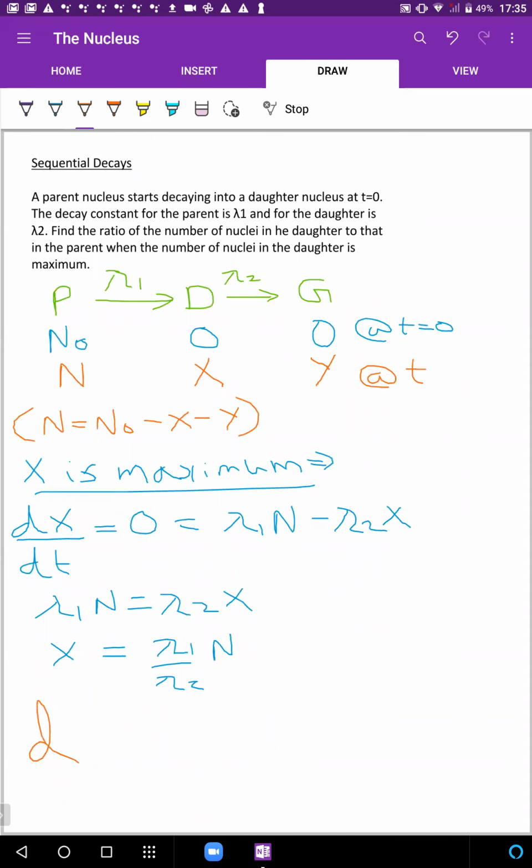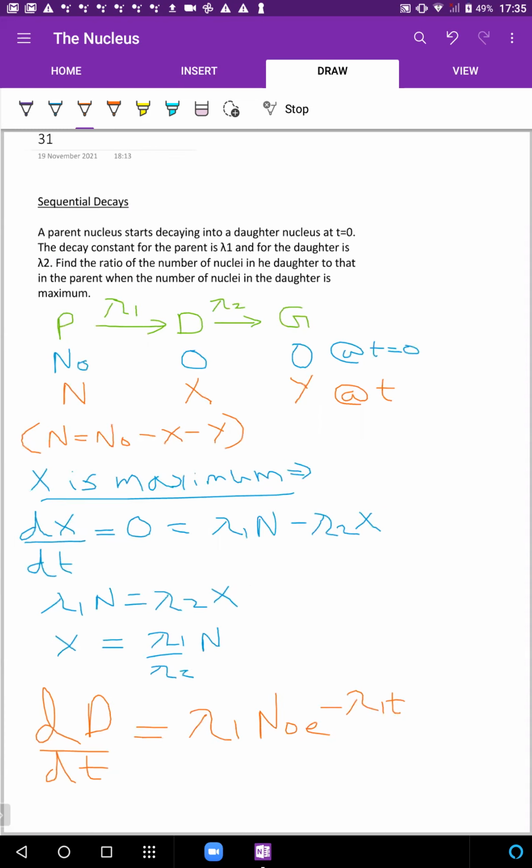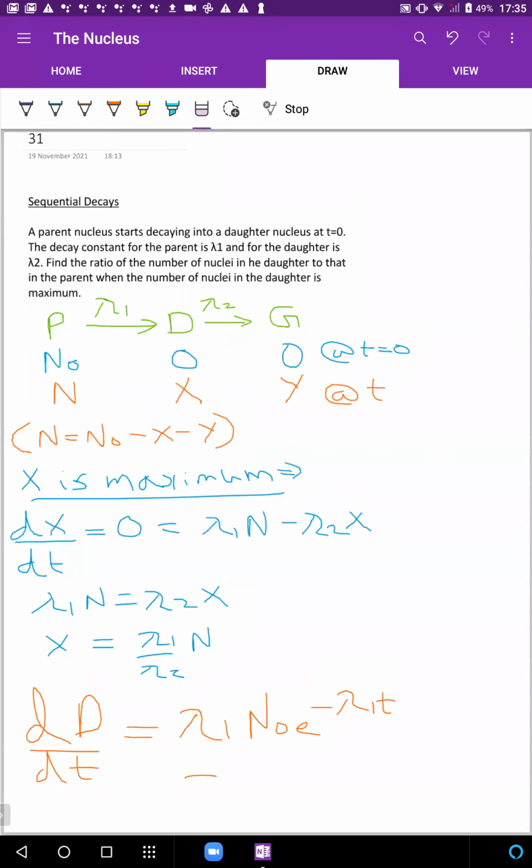So you're saying dB by dt is lambda 1 A, which can be written as N naught e to the power minus lambda 1t, right? Plus, rather minus lambda 2B. So I took the lambda 2B to the other side. And you were able to integrate this. Yeah, I think we did something like this in kinetics as well.